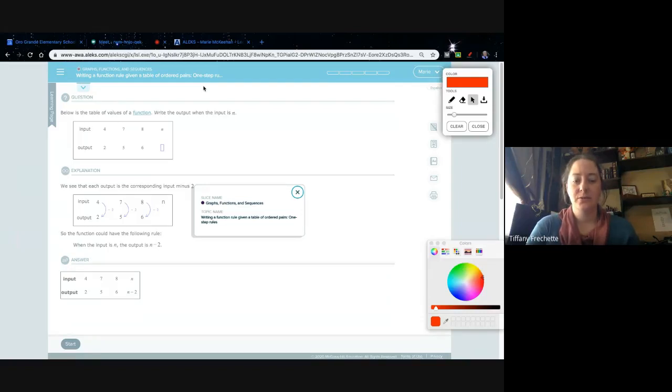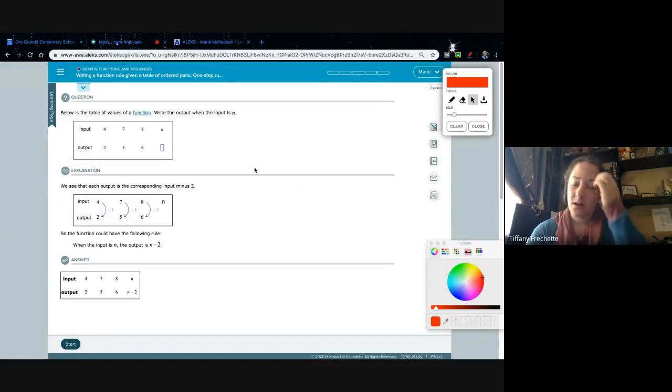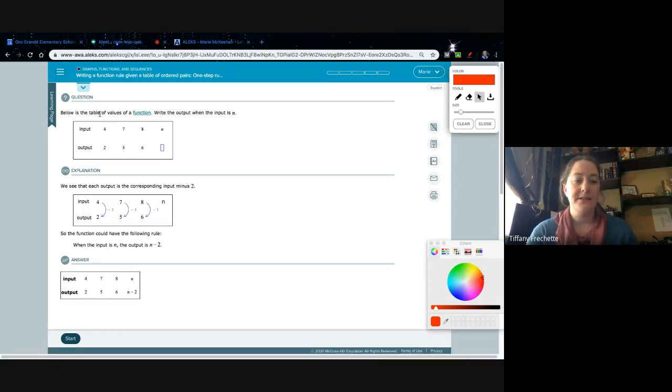Writing a function rule given a table of ordered pairs. One-step rules. All right, so we're trying to find the rule for this table that they're going to give us, and we also know that it's going to be one step. So the title does give you some information, just so that you know how much you're expected to do from this page.